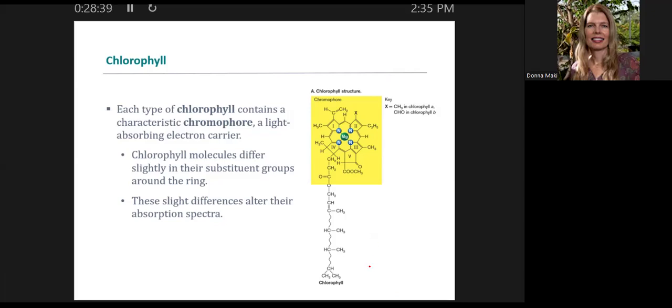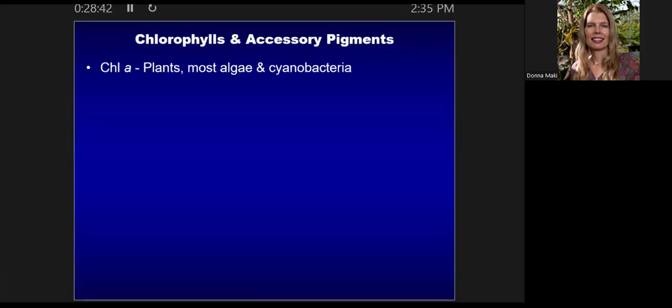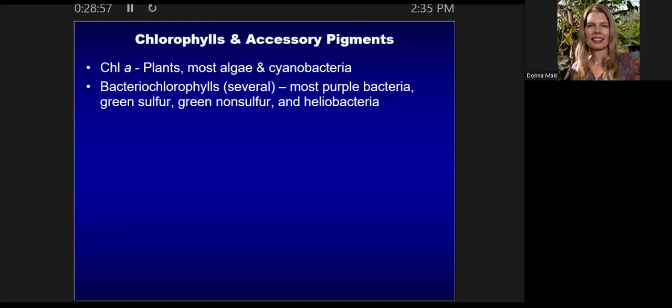All right. So chlorophyll A is the one that we usually focus on when we talk about photosynthesis, because we tend to teach what happens in plants in most classes. So chlorophyll A is found in plants and algae and cyanobacteria, and then, like I said, there's chlorophyll B and C and D. Those are found in a variety of different plants. And then there's bacterial chlorophylls. These are different versions of chlorophyll that show up in different groups of bacteria that do photosynthesis.